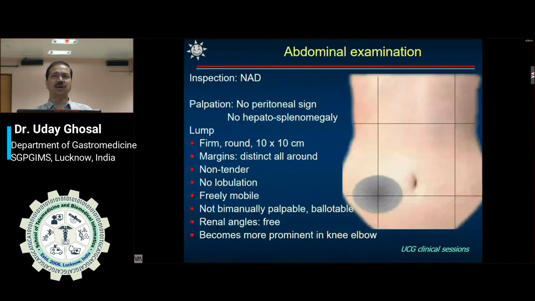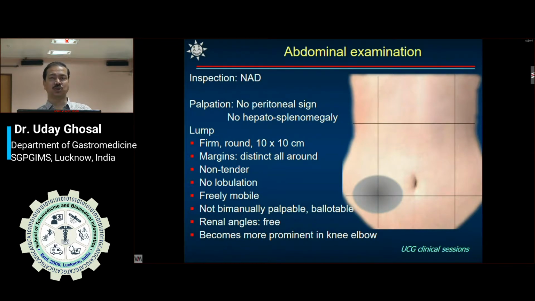Now, when we examine the abdomen, this is what we get. On inspection, there is nothing. So always abdominal examination should be inspection, palpation, percussion, and auscultation. Inspection, there was nothing. On palpation, there was no peritoneal sign, there was no hepatosplenomegaly. But on palpation, we found a lump. Lump is in the right iliac fossa.